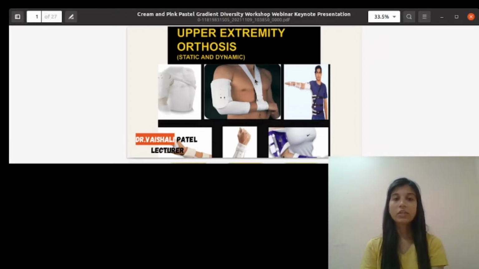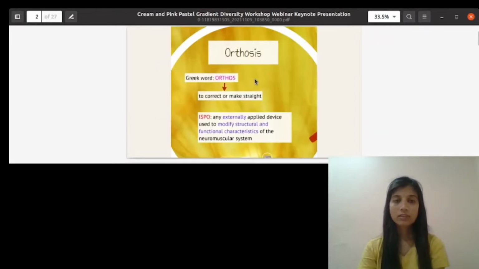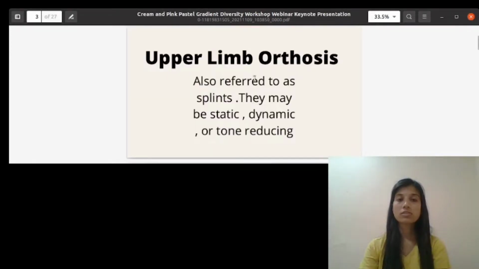Upper extremity orthosis. What is an orthosis? Orthosis is a Greek word, orthos, that means to correct or make straight. According to the ISPO, any externally applied device used to modify structural and functional characteristics of the neuromuscular system is called an orthosis.